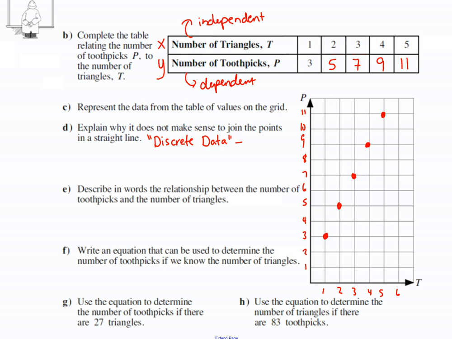So discrete data is where we do not connect or join the points. And you basically just have to ask yourself, is it possible to have half of the variable or a decimal of the variable? Can I have half of a toothpick in this type of situation? No. So we can't have a partial toothpick or triangle.